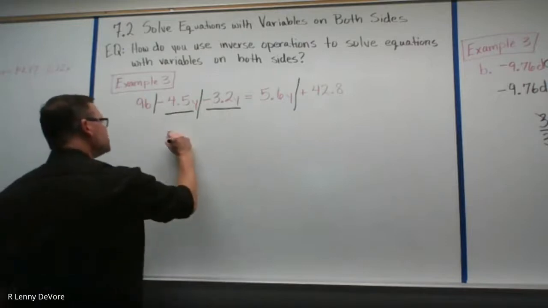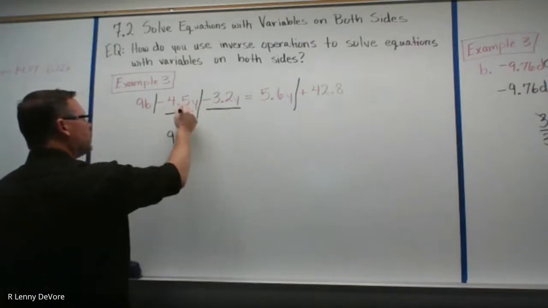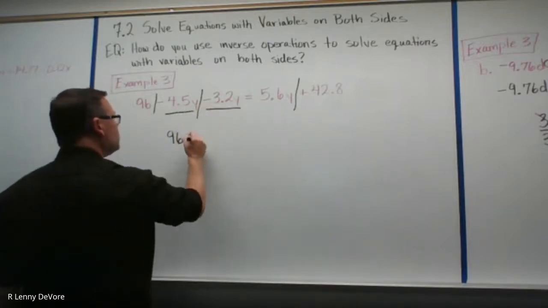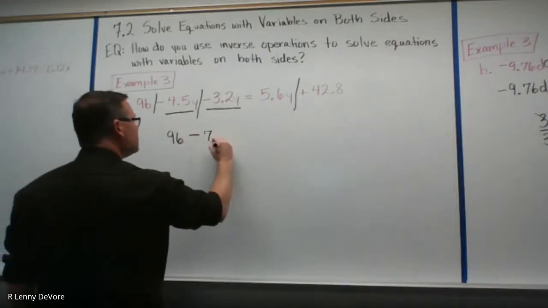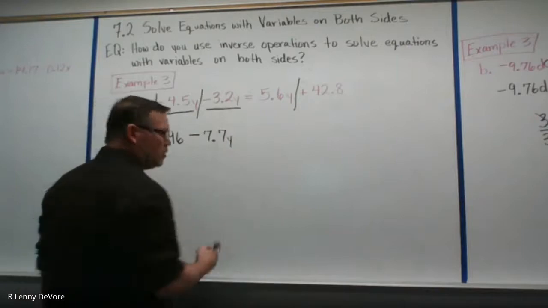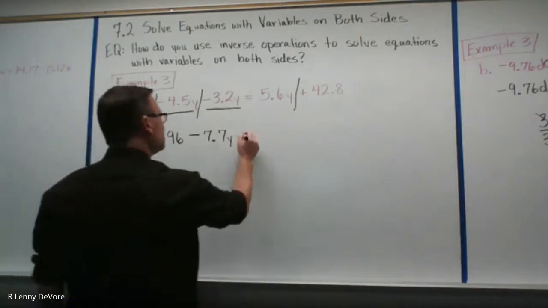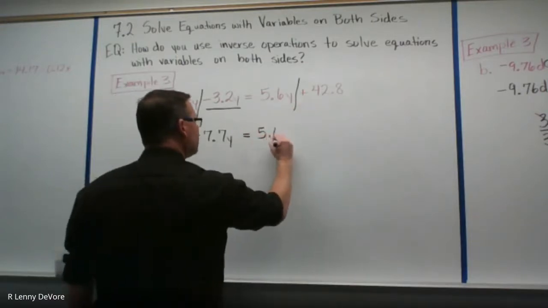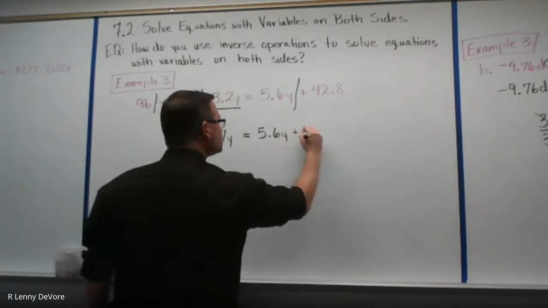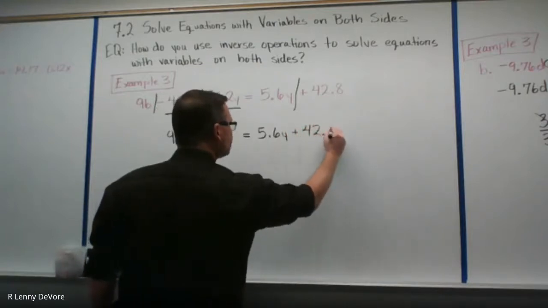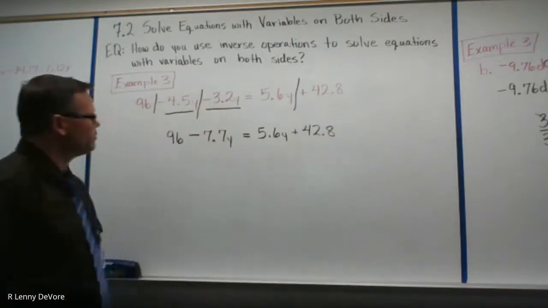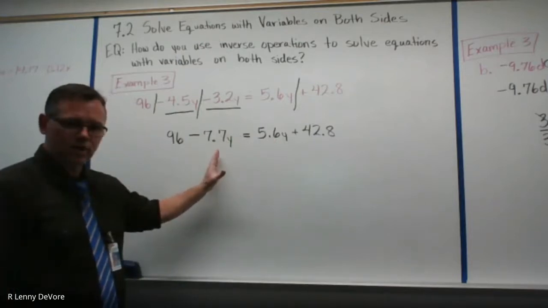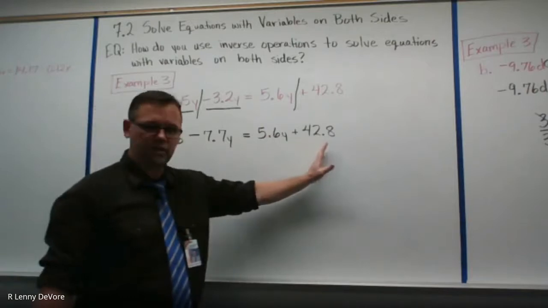So I'm going to bring the 96 down, and I'm going to combine a negative 4.5y and a negative 3.2y, which equals a negative 7.7y, or 7 7/10, right? Then we're going to put an equal sign. We cannot separate these two, so I'm going to just drop this down: 5 6/10 y plus 42 8/10. Now, here's the point. I need to get the y's on one side, any terms that involve y, and any terms that do not involve y on the other side.